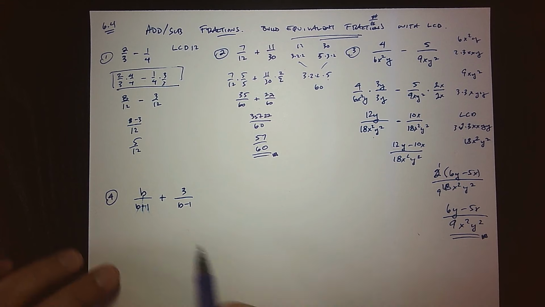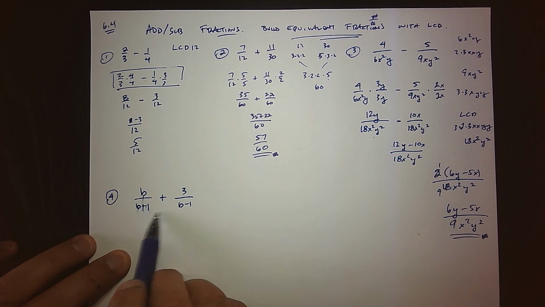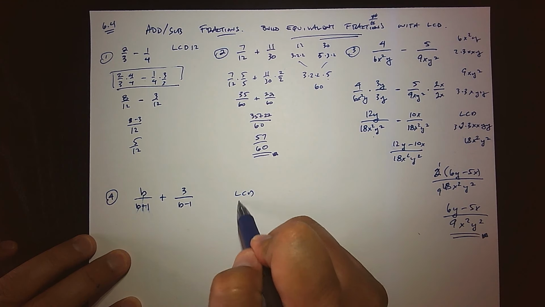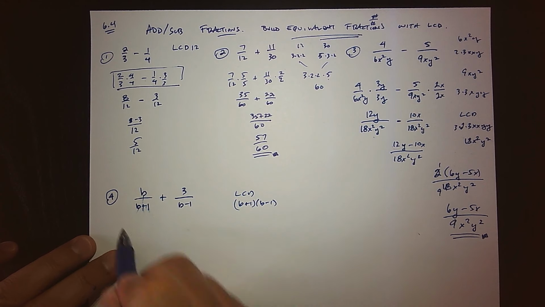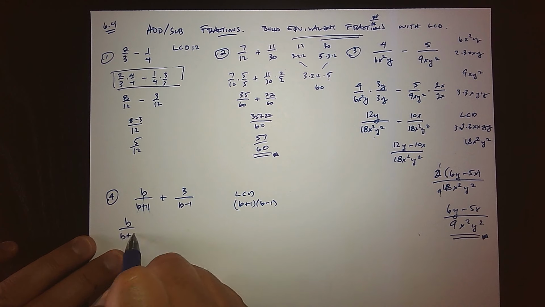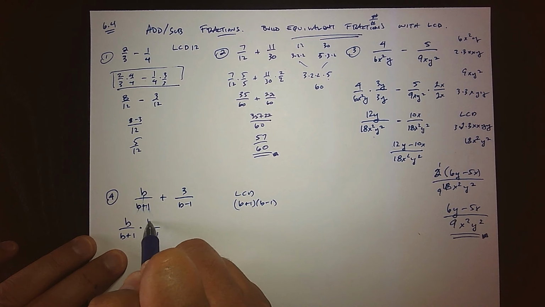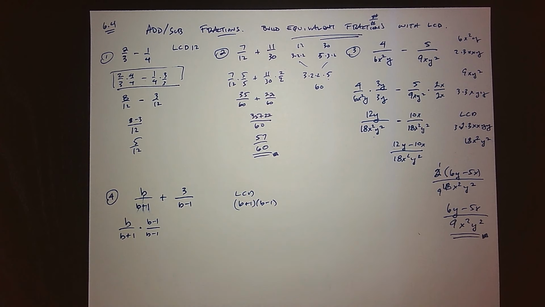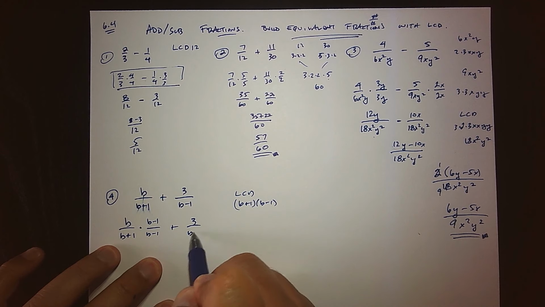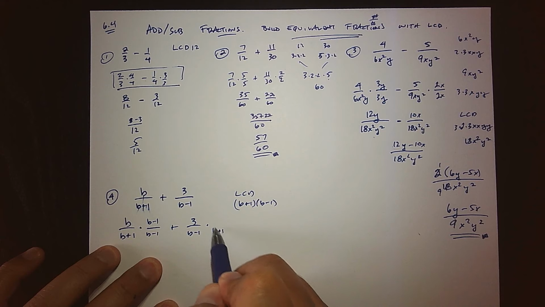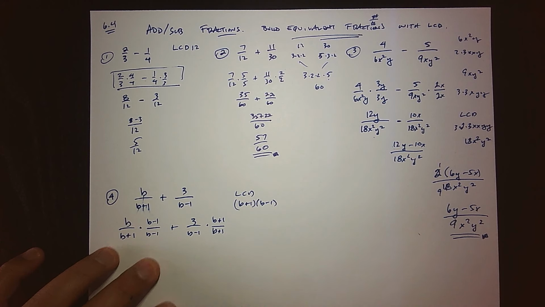Okay, next one. This was a unique feature. The LCD was basically the 2 denominators I currently have. So building an LCD, this guy I would need to multiply the bottom by b minus 1. To be in balance, I do the top by b minus 1. For the next fraction, I need to multiply the bottom by b plus 1, which means I need to do the top by b plus 1. So here's what we get.